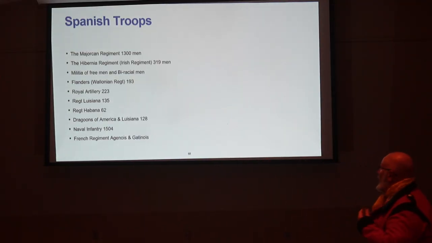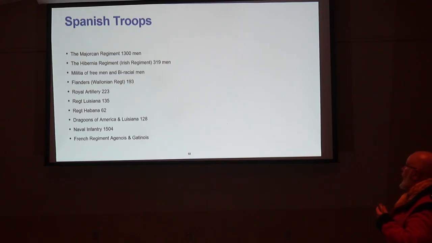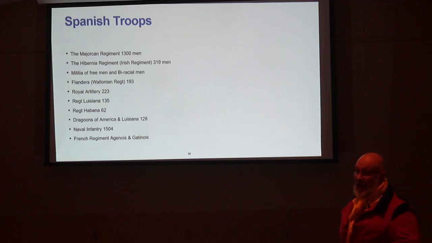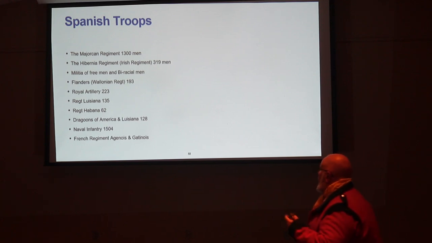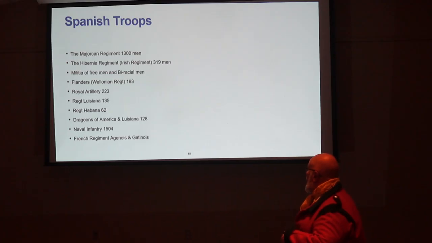The Marocan Regiment, 1,300 men, and the Hibernia Regiment, which is an Irish regiment. There were a lot of Irish because they were Catholic and settled in Spain after the troubles with the British. Militia of free men and biracial men. And this is a weird one, this regiment right here, the Flanders Regiment.